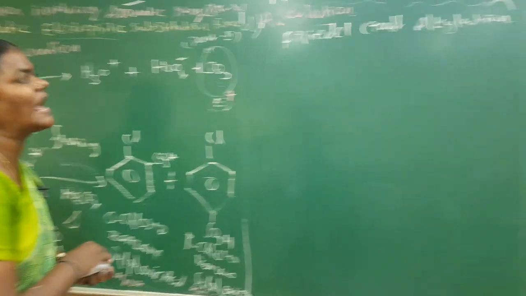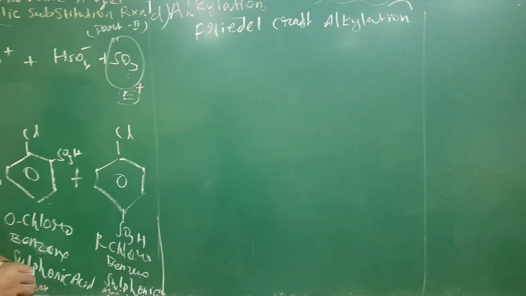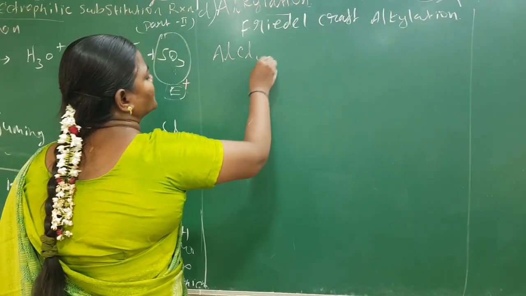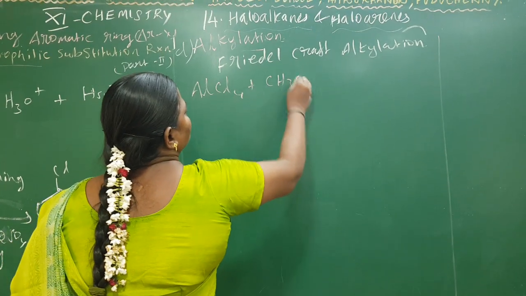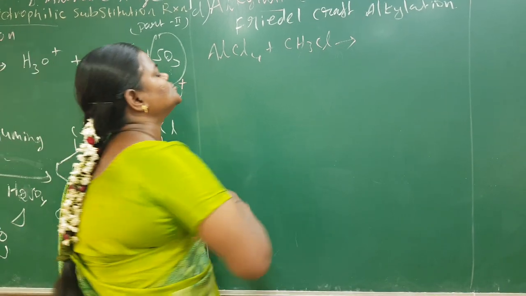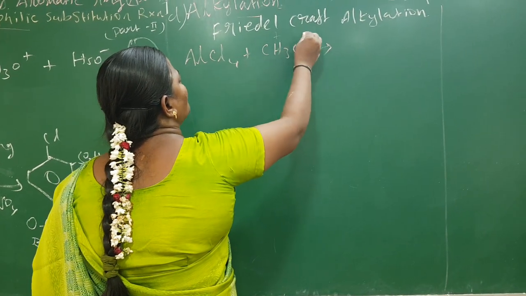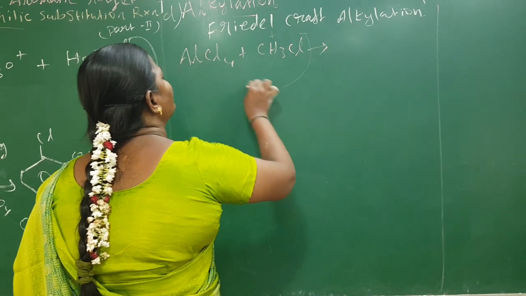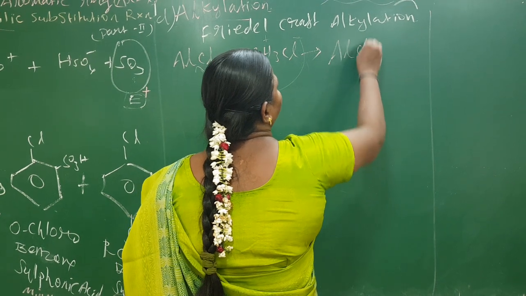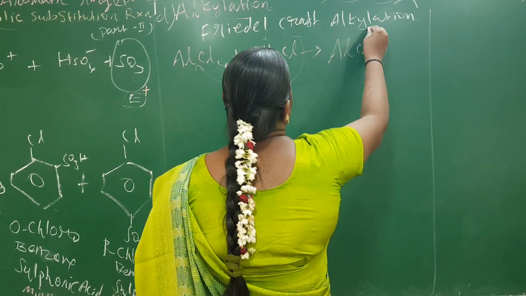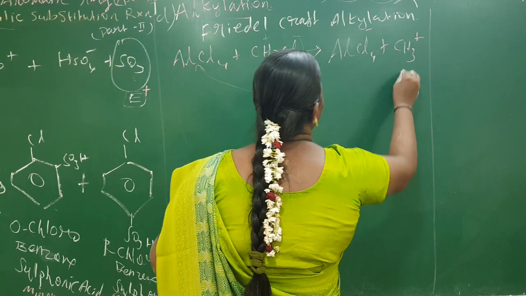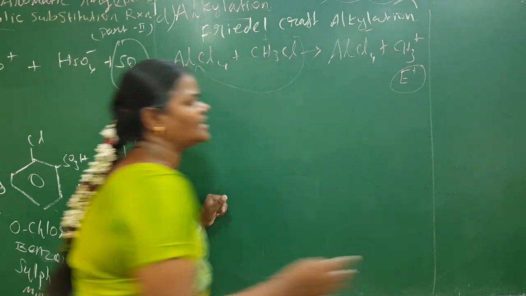Next we move on to alkylation reactions. Generally I am taking the reaction of aluminum chloride with methyl halide. In the methyl halide, the methyl part is positive and the chlorine is negative. The negative part will be attacked by the aluminum, so what you get is the aluminum chloride ion, which is the negative part, and CH3 is positive. This is our electrophile.